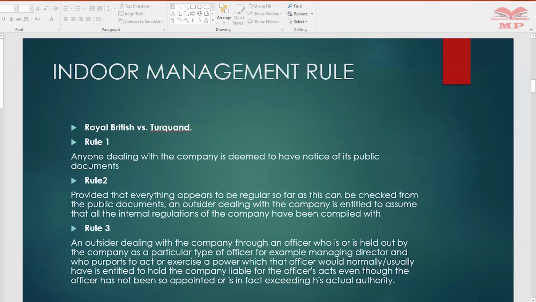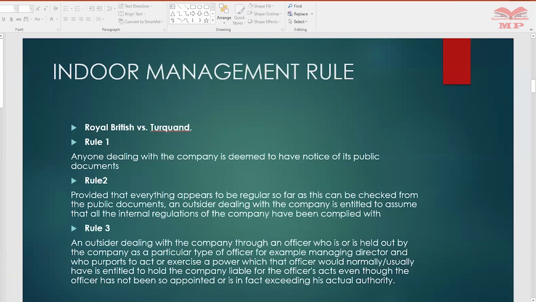We talked about the memorandum and articles being public documents. So you, as a third party dealing with the company, are not bound to ensure that internal regulations have been complied with. You see, these are internal dealings. The external, you may be bound, but internal dealings of how that company is run is not up to you.